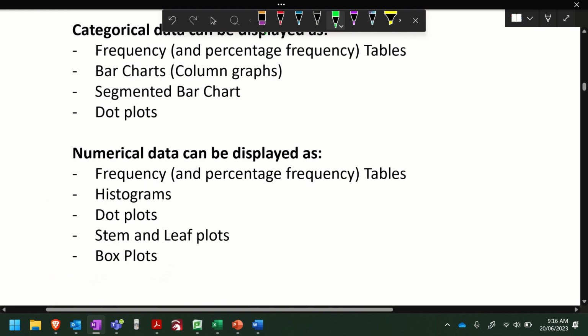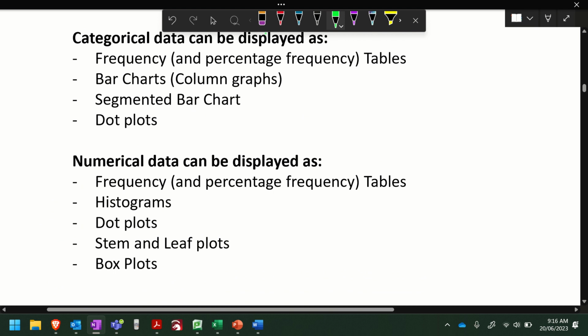Actually, hands up if you know any of these. Have you guys worked with any of these before? Only a few of you. So does that mean a lot of you don't know what these are? Can anyone tell me maybe what is a dot plot? What does it look like? Give me a description of it.